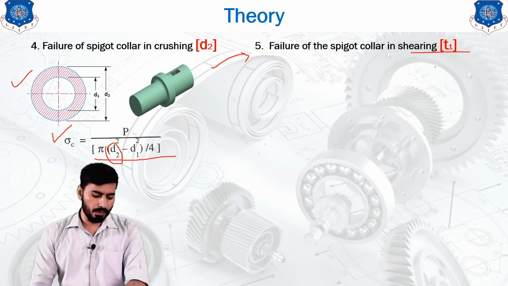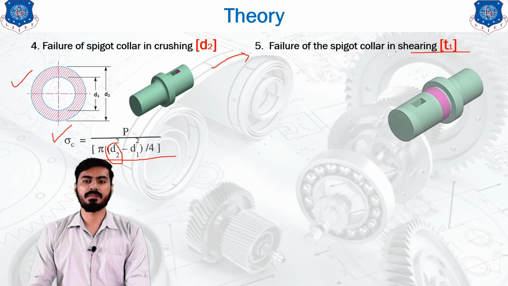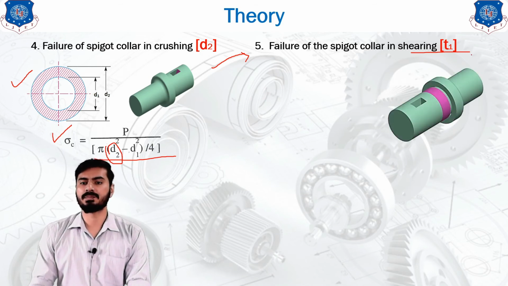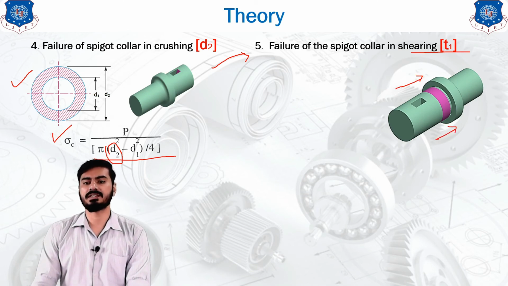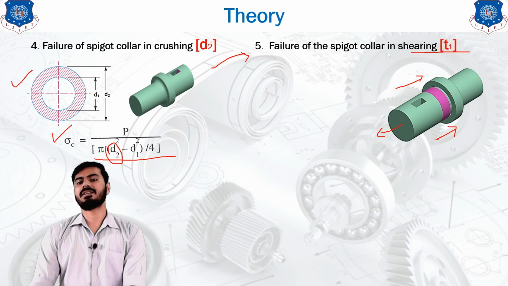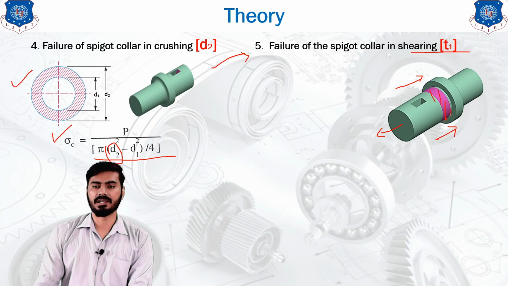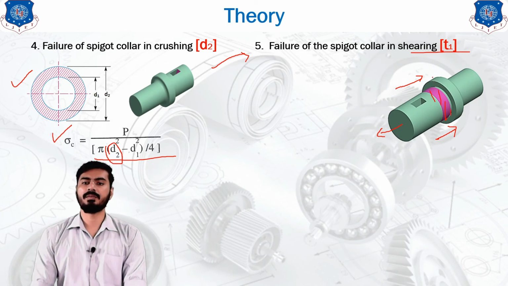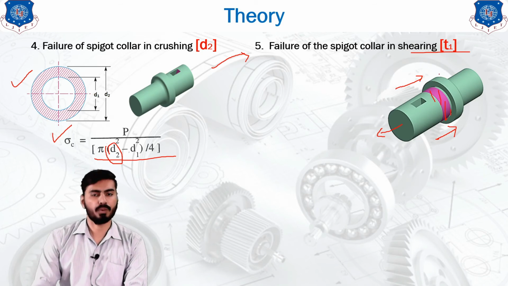Through this step we are going to calculate the t1 dimension. The t1 dimension can be calculated using the shearing of the spigot collar. The shearing occurs in this manner. Whenever the force is applied to insert the spigot in this direction, it will create a reaction in the opposite direction, and that's why we assume that the spigot collar at this pink region will fail, and it will try to slide in the backward direction.